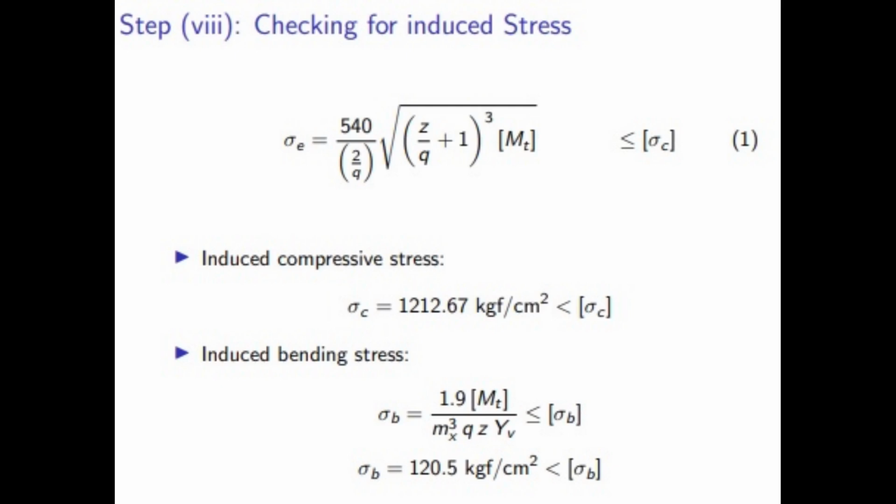Next, page number 8.44 for calculating and checking sigma b values. Sigma b equal to 1.9 mt design mt divided by mx cube qz yv, and all parameter values are known to us. So if we substitute, we will get sigma b equal to 120.5 kg per centimeter square, which is less than maximum allowable bending stress sigma b.